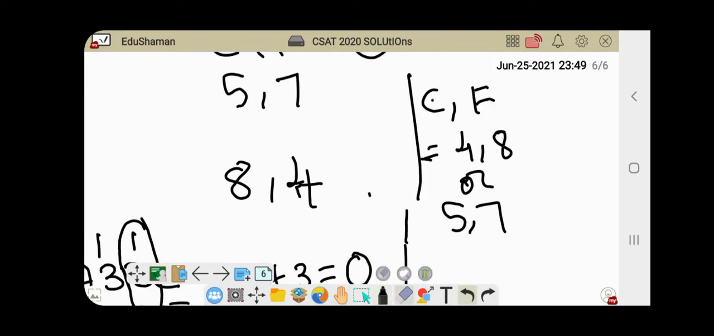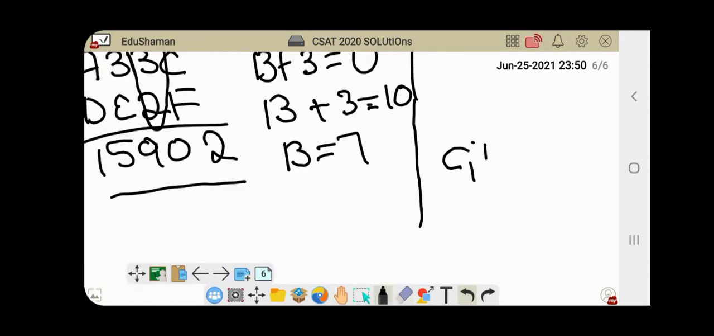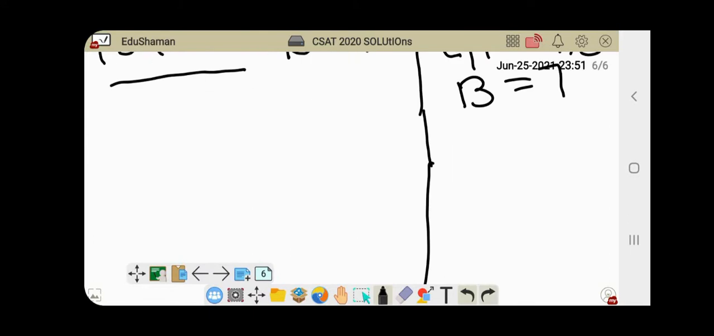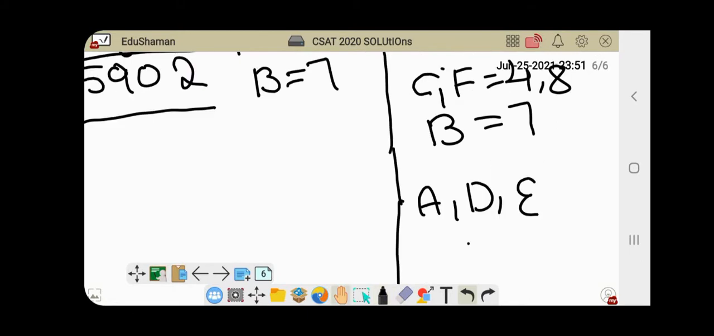C and F can't be 5 or 7. They have to be 4 or 8. So now I know that C and F can be 4, 8 and b is equivalent to 7. So which are the alphabets for which we don't know the answer? Those are A, D and E. And which are the numbers that are still unassigned? Those numbers would be 5, 6 and 9.